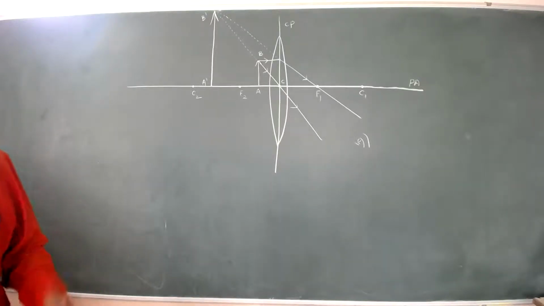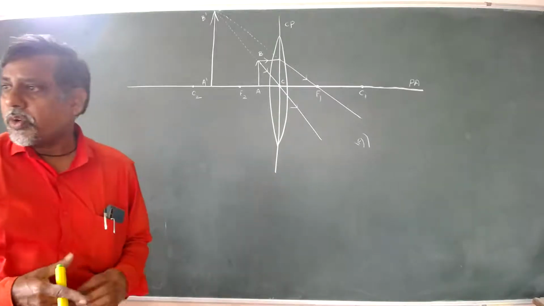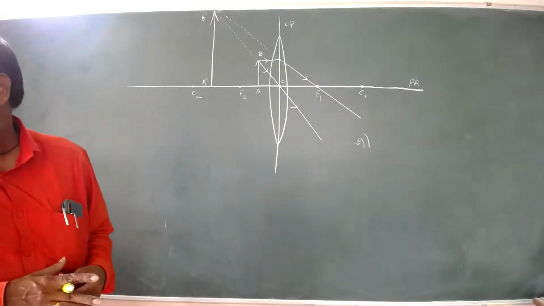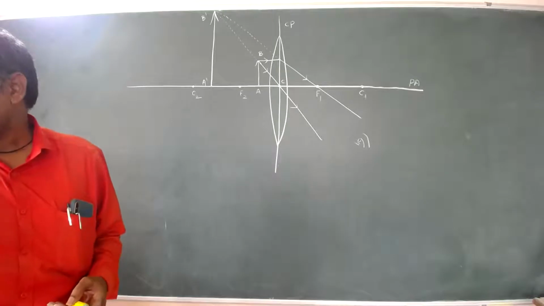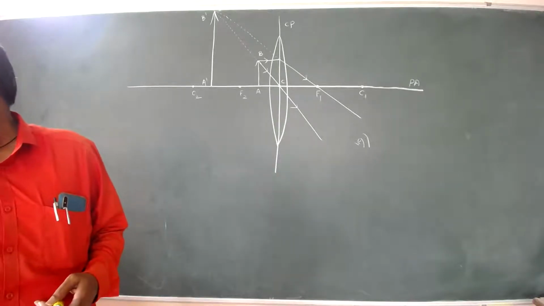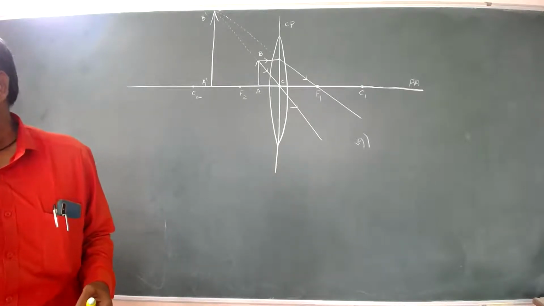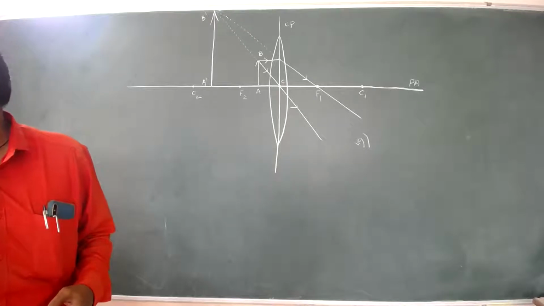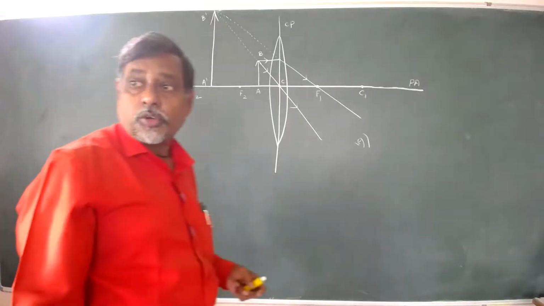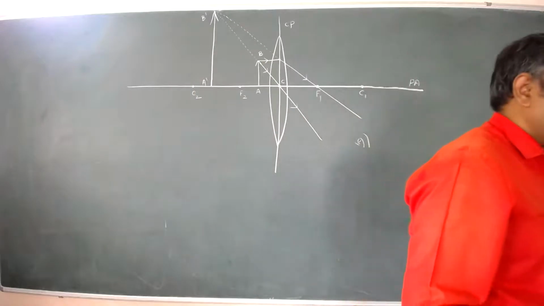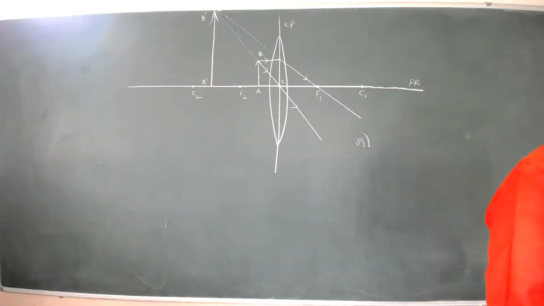But now in this case, one more theoretical applicative question we can discuss. What is that? How will the image move as the object is moved towards the lens? Towards the lens, the object is moved. Then how will the image move? Towards the optic center, the image moves, not towards the focus. When the object is moved away from the lens, then the image will be moving towards the focus. When the object is moved towards the lens, the image moves towards the optic center.